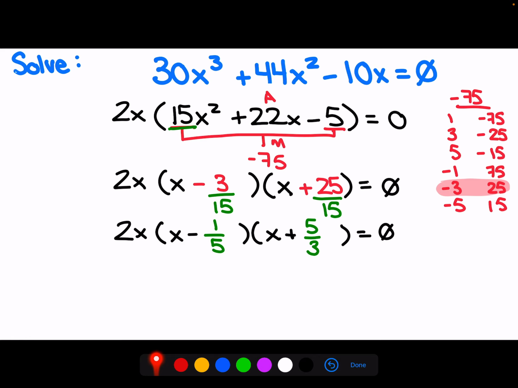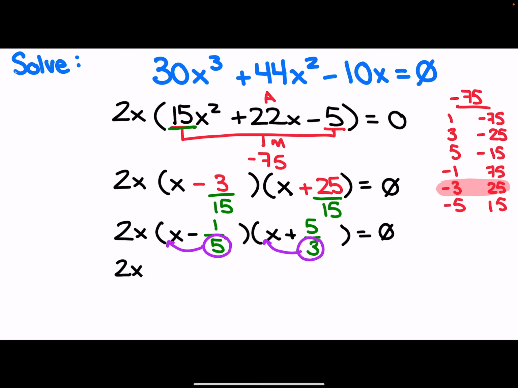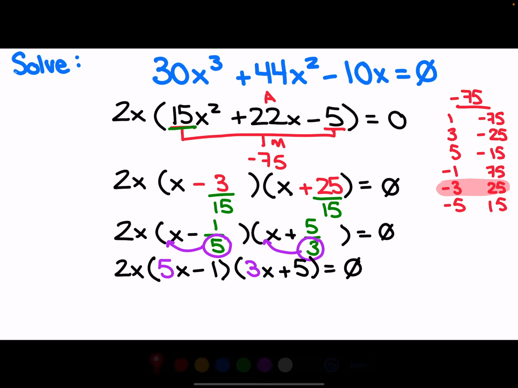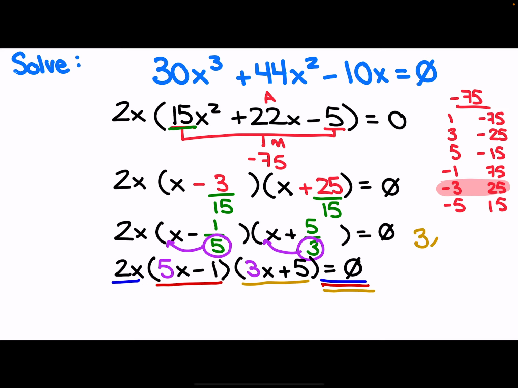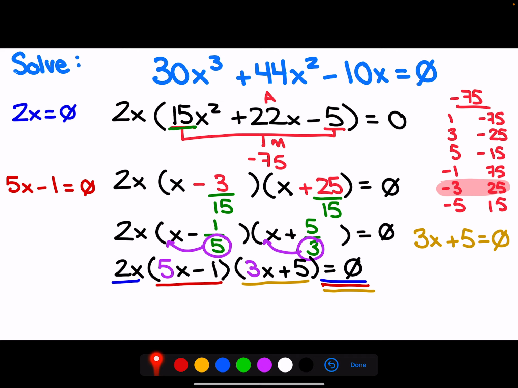If these did not divide evenly, we still have fractions within our bubbles. I'm going to take my denominator and move it in front of my x variable in each bubble. So I now have 2x times 5x minus 1 times 3x plus 5 equals 0. At this point, each bubble gets its own equation, and if there's anything on the outside of our bubbles, that also gets its own equation. So we have 2x equals 0, 5x minus 1 equals 0, and 3x plus 5 equals 0.